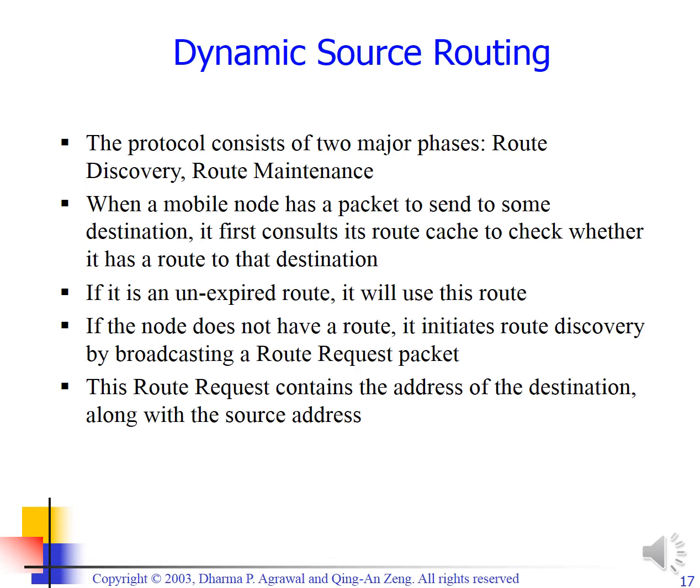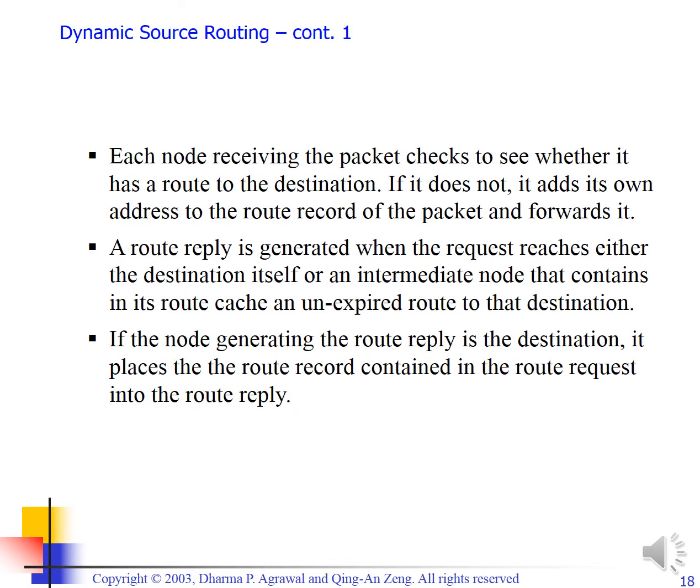Dynamic source routing contains two major phases: route discovery and route maintenance. When a mobile node has a packet to send to some destination, it first consults its route cache to check whether it has a route to that destination, whether one exists. If it's an unexpired route, it will use that route. If the node does not have the route, it initiates route discovery by broadcasting a route request packet. This route request contains the address of the destination along with the source address. Each node receiving the packet checks whether it has a route to the destination. If not, it adds its own address to the record along the path and forwards it.